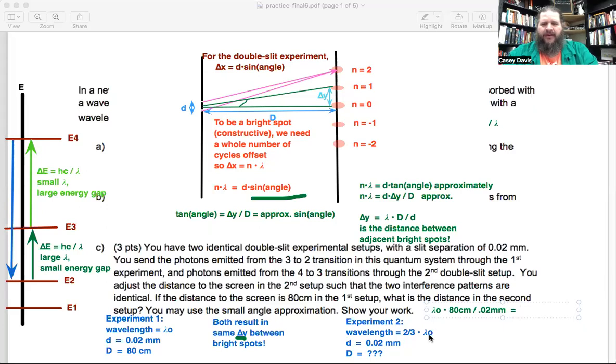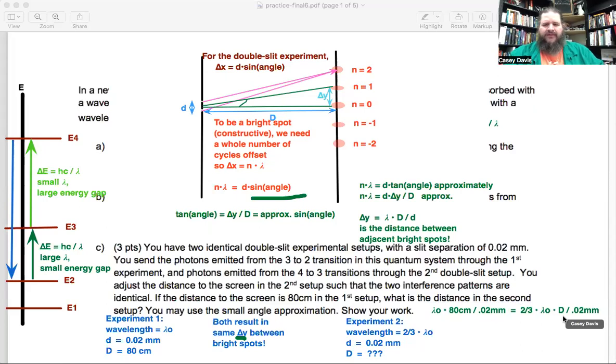For experiment 2, the wavelength is 2/3 times lambda naught. The distance from slits to wall is unknown, so that's an unknown big D, divided by the same little d, the same 0.02 millimeters. And at this point, I think we should be able to solve for big D.